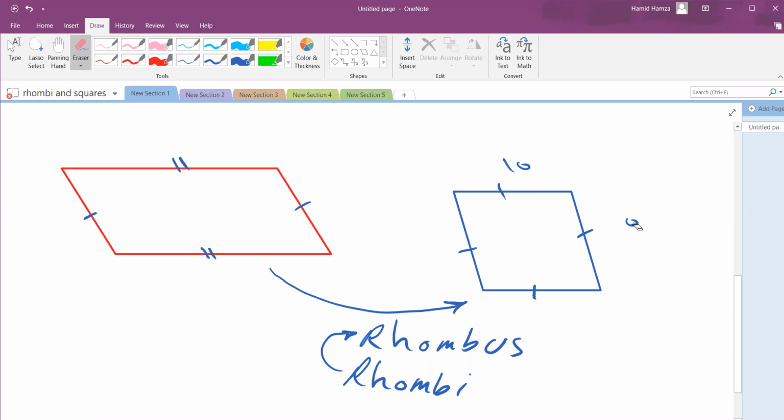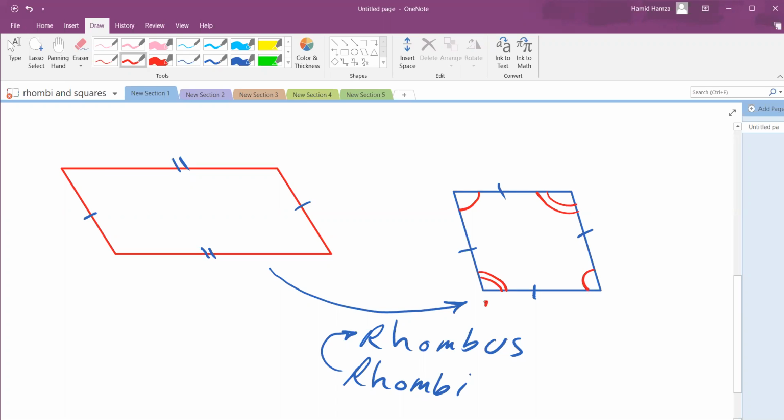This means it will keep the properties of a parallelogram, all properties of a parallelogram, which is the opposite angles are congruent. That means these angles are congruent, the opposite angles. And these two opposite angles also are congruent. And the successive angles are supplementary. That means any two angles in the same line, their sum is 180.